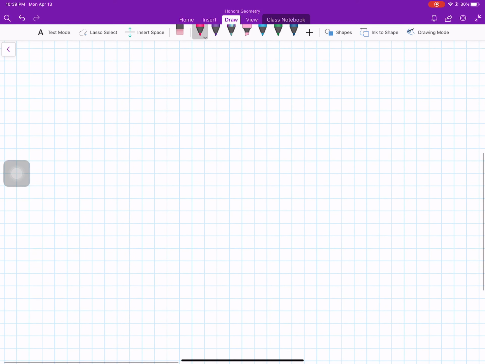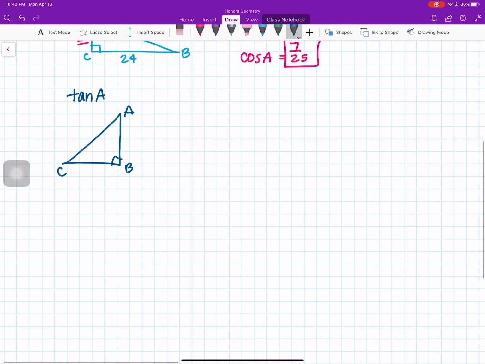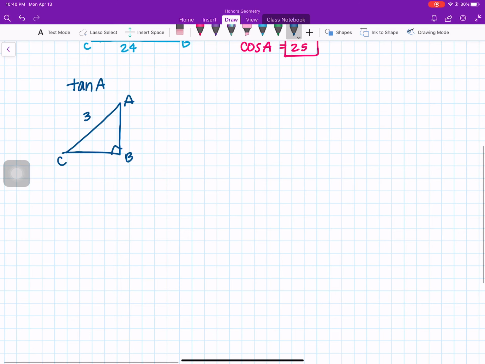Let's do another one. How about this time we find the tangent of angle A, and here's our triangle. A, B, C, and here the hypotenuse is 3, and this side here is 2. So again, piece by piece, the tangent tells you that you're dealing with the opposite over the adjacent, and then A tells you you're looking at angle A.